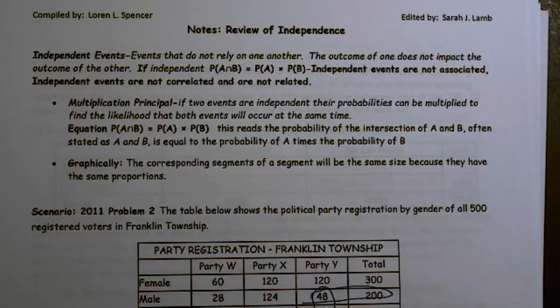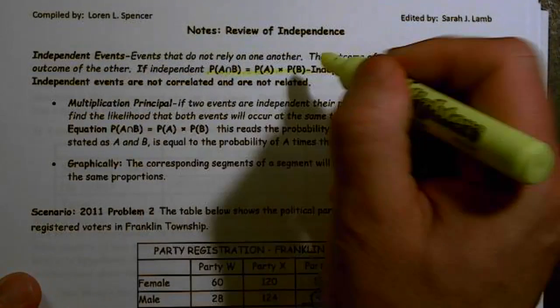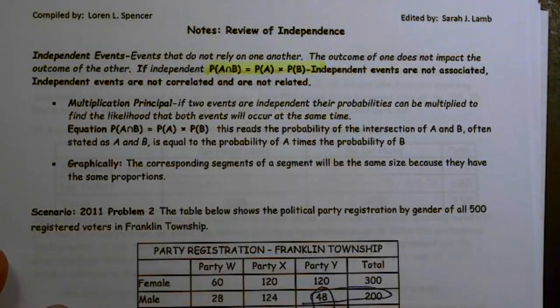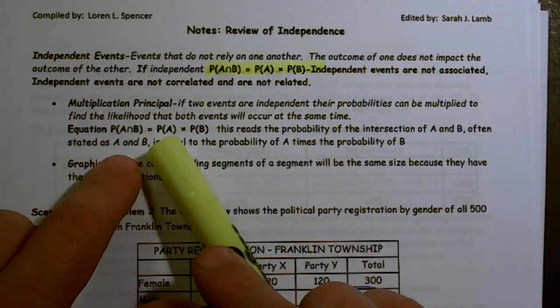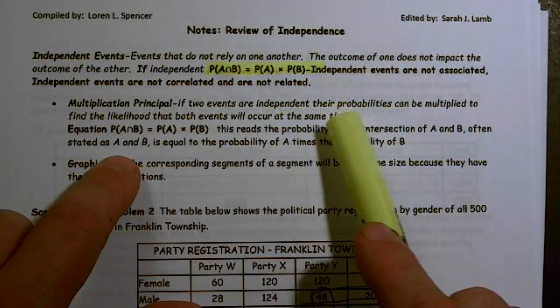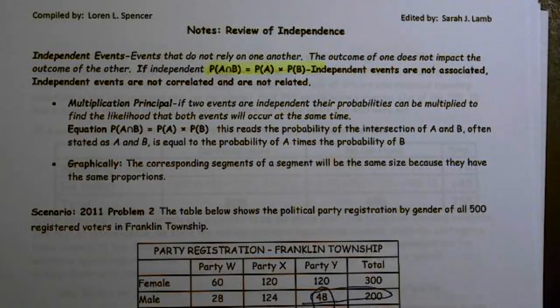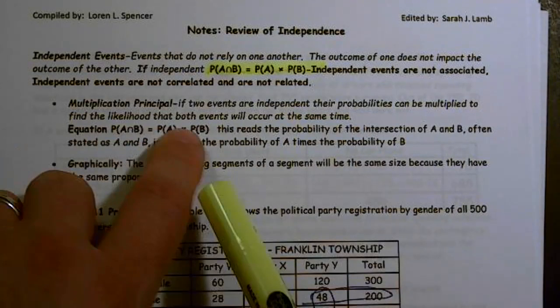Please remember, if events are independent, the probability of A and B will equal the probability of A times the probability of B. So the intersection will equal A times B. Remember, independent events are not associated. They're not correlated. They're not related. And basically, we just stated the multiplication principle. The multiplication principle says, if two events are independent, their probabilities can be multiplied to find the likelihood that the events will occur at the same time. So in other words, the intersection will equal A times B.